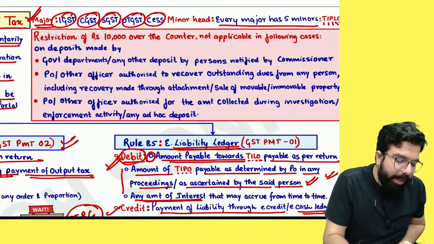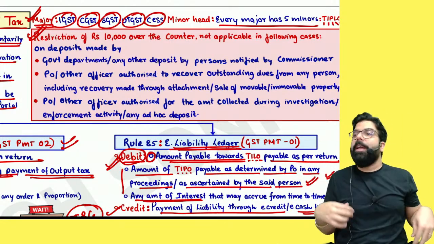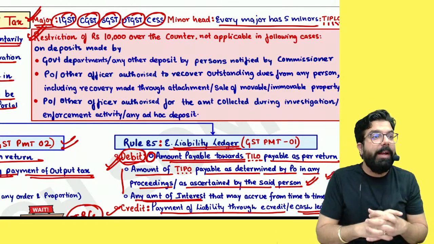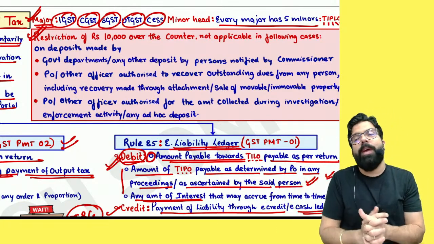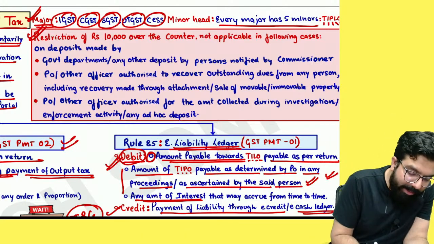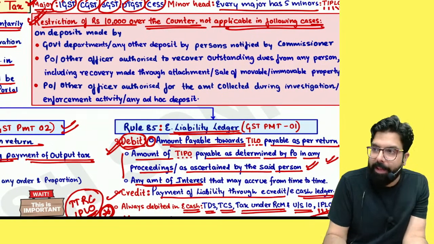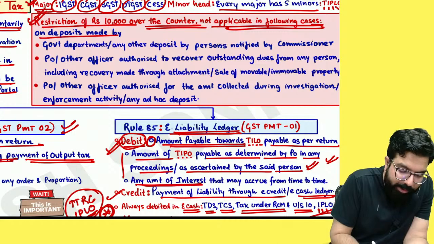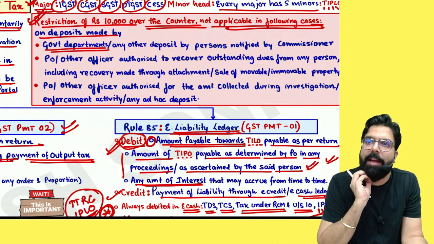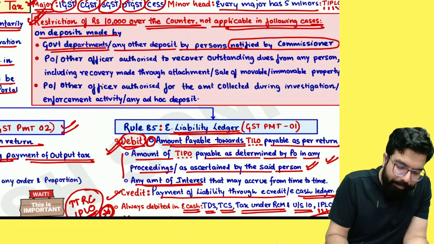Now tell me one thing, what is the maximum amount you can deposit using cash ledger? 10,000 rupees, right? But there are some scenarios when more than 10,000 can be deposited in the e-cash ledger, and that is what they are telling. The restriction of 10,000 over the counter is not applicable in the following cases. Number 1, on deposits which are made by a government department. Can a government department deposit more than 10,000 in cash? Yes. Or any other deposit by a person which is notified by the commissioner.